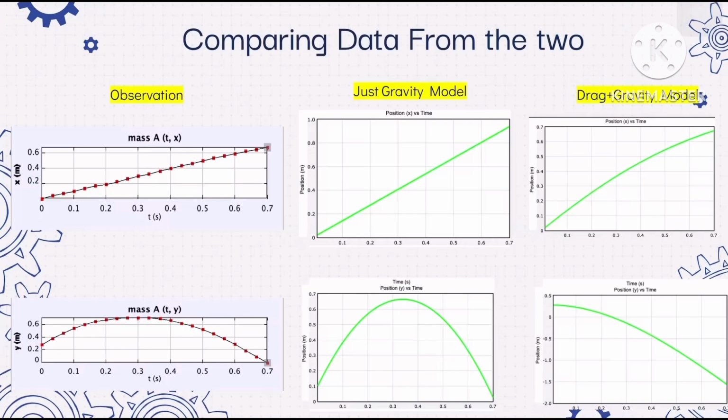So comparing the data from the two, here you can see all the data from both computer models and the experimental data, with the first row being time versus x components of position and the bottom row being time versus y components. The first row are all linear in the same direction but differ in steepness of the slope, as well as the model encompassing drag being a little curved.